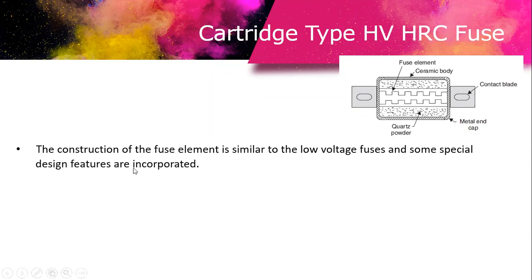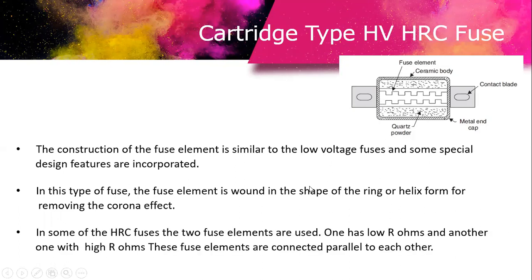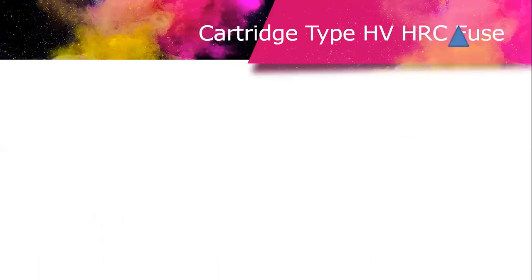The construction of the fuse element is similar to the low voltage fuses, and some special design features are incorporated, as we already saw. In this type, the fuse element is wound in the shape of a ring or helix for removing the corona effect. And in some of the HRC fuses, two fuse elements are used. One has low resistance, and another has high resistance. The fuse elements are connected in parallel to each other.